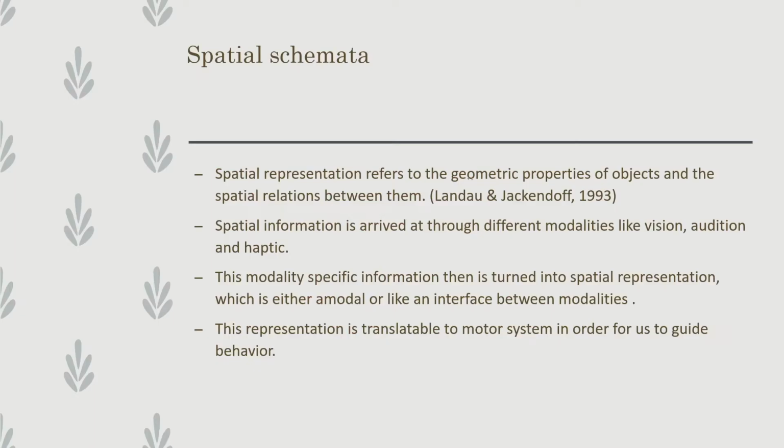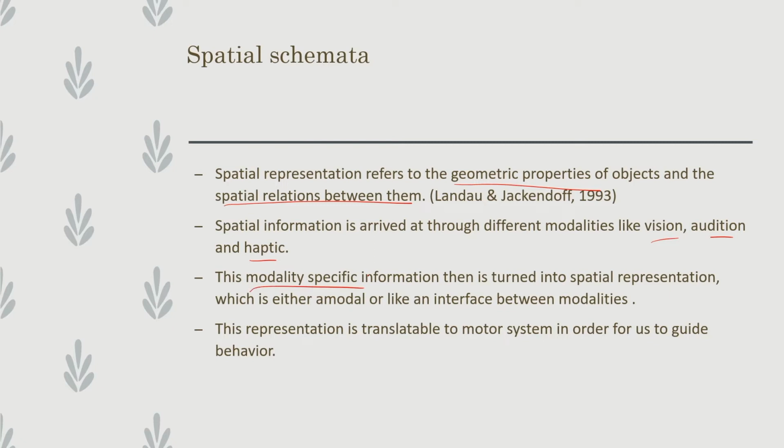So, what does spatial representation refer to? It refers to geometric properties of objects and the relationship between them, how one object looks, what are the orientations and functions, and then how are those things related to each other. This information about objects and their orientation is arrived at through our senses, primarily the modalities of vision, audition and haptic. Haptic is touch. So, we see and then we hear, we will see it in detail a little while.